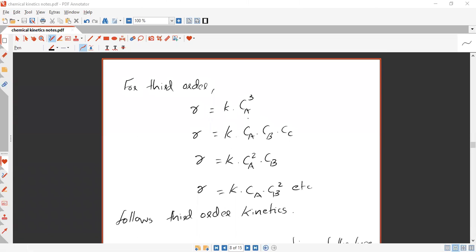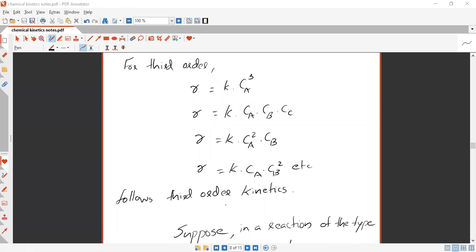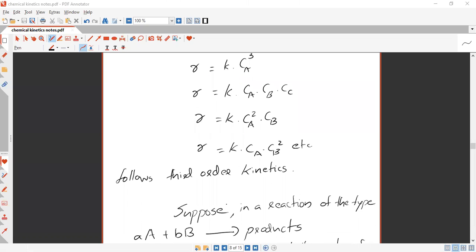Another case, R is equal to K into Ca raised to 3, or R is equal to K into Ca into Cb into Cc, with Ca raised to 1, Cb raised to 1, Cc raised to 1, or R is equal to K into Ca square into Cb, 2 plus 1. For all these equations the sum of the powers is equal to 3. So this one is a third order kinetics.